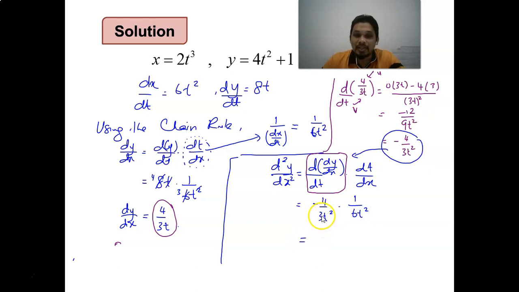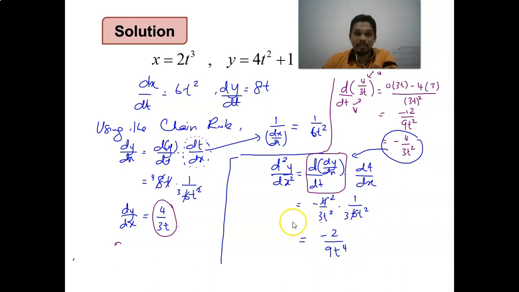Okay, so negative 4 divided by 2 equal to negative 2, and here becomes 3. So negative 2 times 1 equal to negative 2 divided by 3 times 3 equal to 9, t squared with t squared, t to the power of 4.